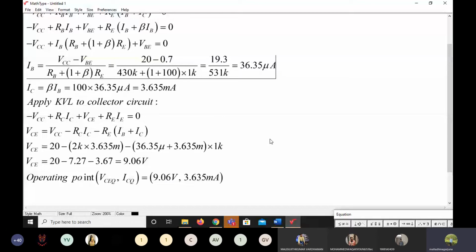Otherwise, you just calculate the operating point, apply KVL to the input base circuit and the collector circuit, and calculate the IB current from the base equation. Then from IB calculate IC, and then you can see how we can calculate the output voltage, that is VCE, from the collector circuit. So that will be our operating point.